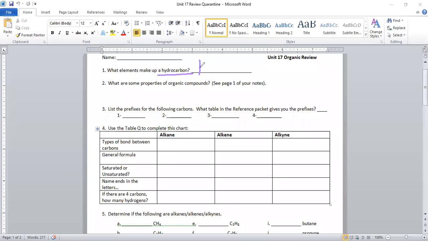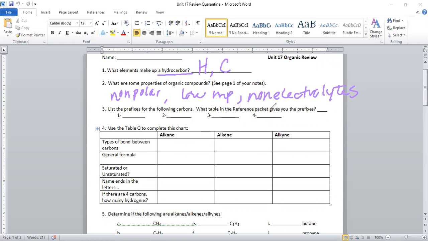Okay, so a hydrocarbon has hydrogen and carbon. Some properties of organic compounds: they are nonpolar. They have low melting points. Most are non-electrolytes, etc. Okay, so what table in the reference table gives you the prefix? I'm pretty sure it is P, but I'm not positive about that. You guys can just look that up. Meth, eth, prop, but... and I know that this is table Q.